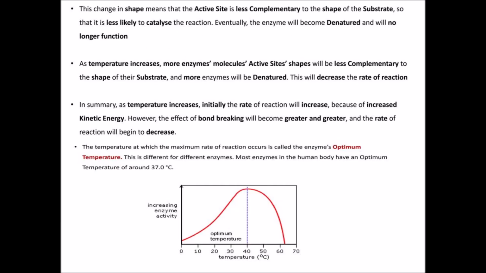As temperature increases, more enzyme molecules' active site shapes will be less complementary to the shape of their substrate, and more enzymes will be denatured. This will decrease the rate of reaction. In conclusion, as temperature increases, initially the rate of reaction will increase because of increased kinetic energy. However, the effect of bond breaking will become greater and greater and the rate of reaction will begin to decrease. Here the effect of increasing temperature on the activity of the enzyme is shown in graphical form.